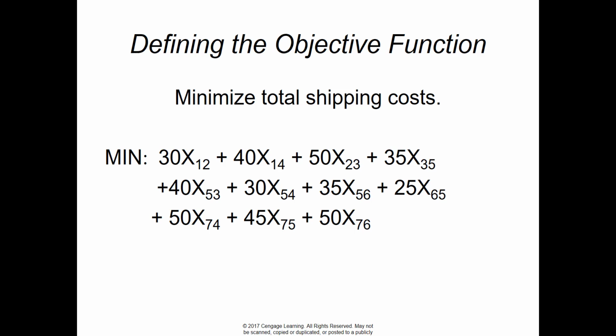Remember, for stations 3 and 5, we have to consider both directions of the shipments. That is, we have to consider x35 and x53. As you can see, $35 is associated with moving from station 3 to 5, and $40 with moving from 5 to 3. And this is the objective function, and then we have to define the constraints.